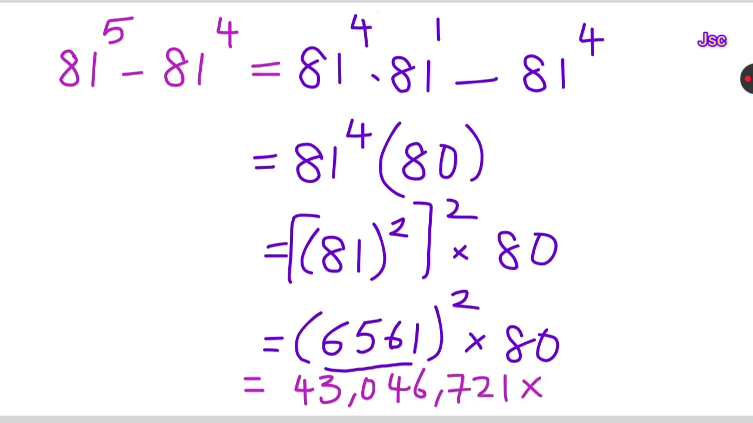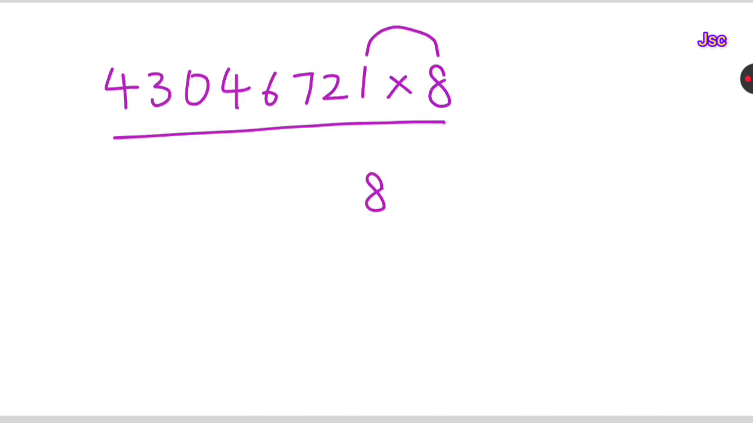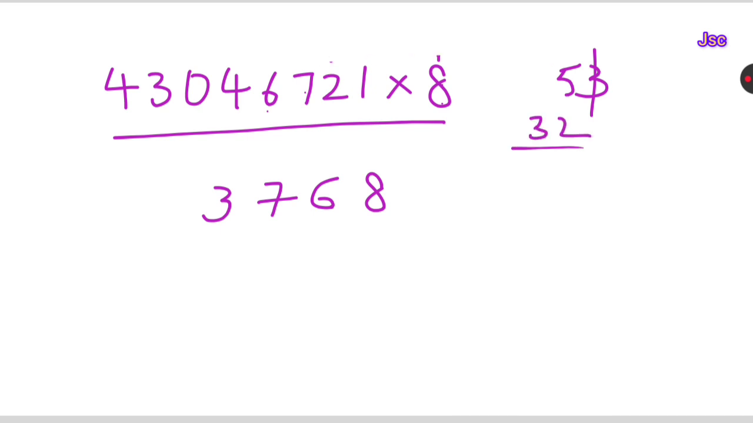Now we have to multiply 43046721 by 80. 80 we can write as 8 times 10. First we will do by 8, then by 10. 8 times 1 is 8, 8 times 2 is 16, just write 6 here, 1 carry. 8 times 7 is 56, plus 1 is 57. Then 8 times 6 is 48, 48 plus 5 is 53, just take 3 here, then 5. Then 8 times 4 is 32, 32 plus 5 gives 37, just write 7 here.